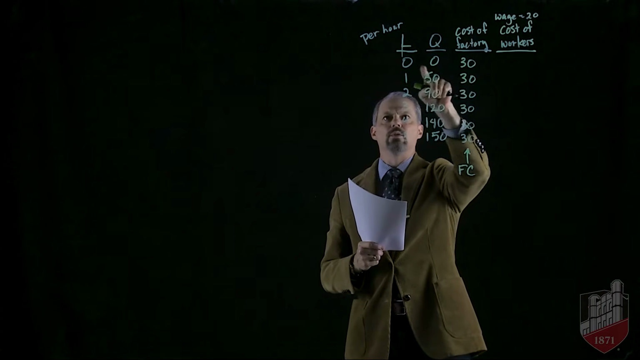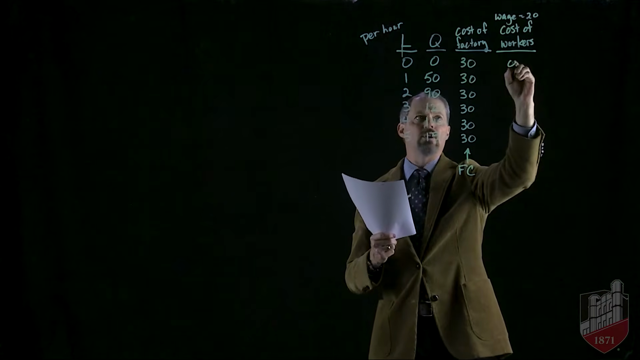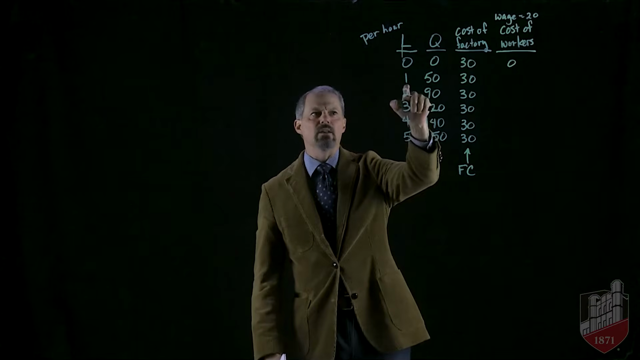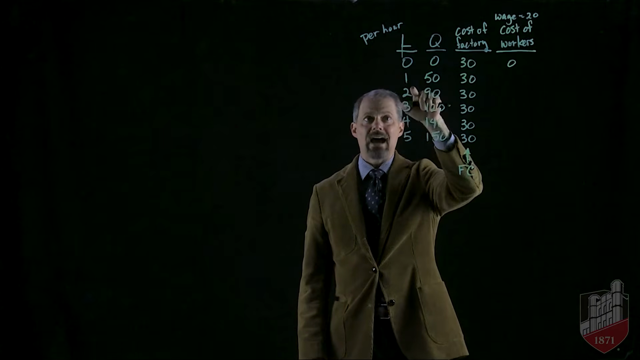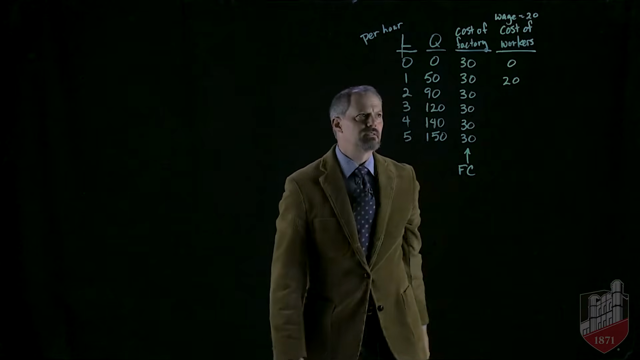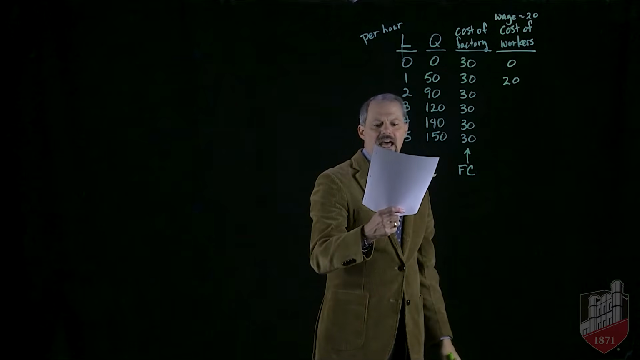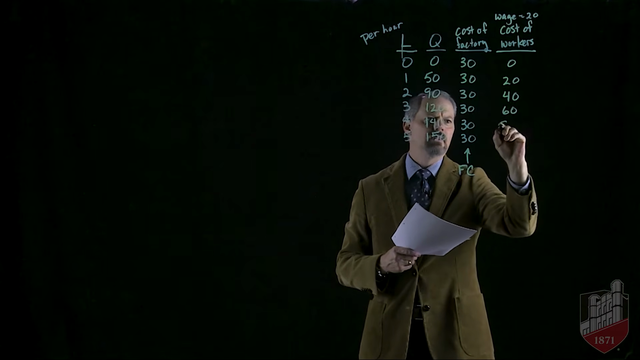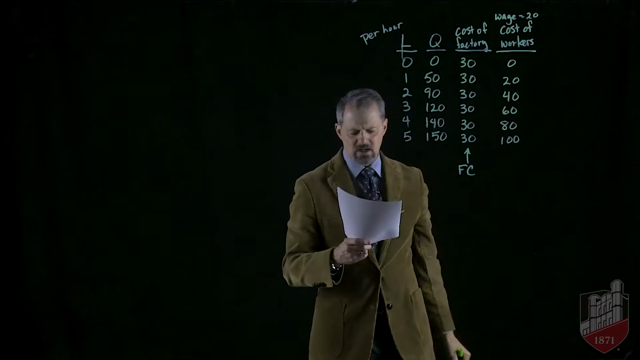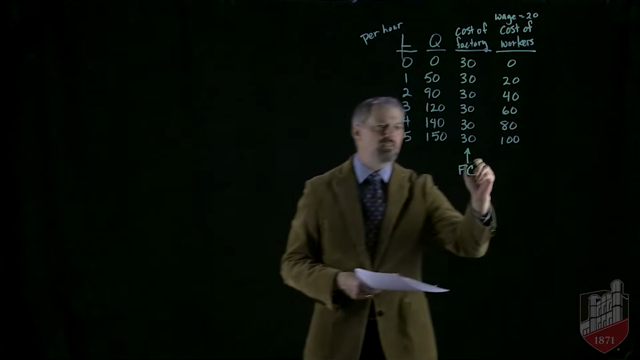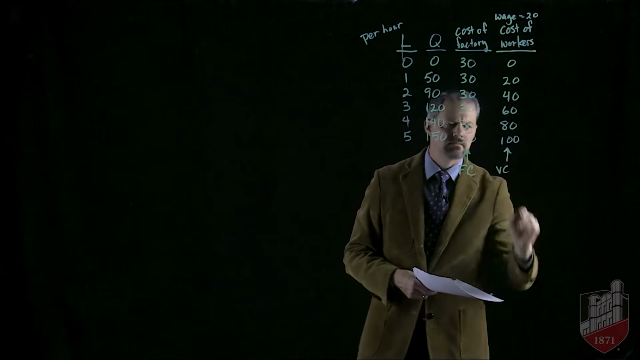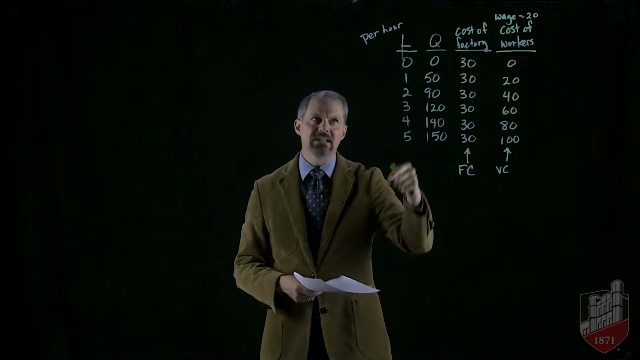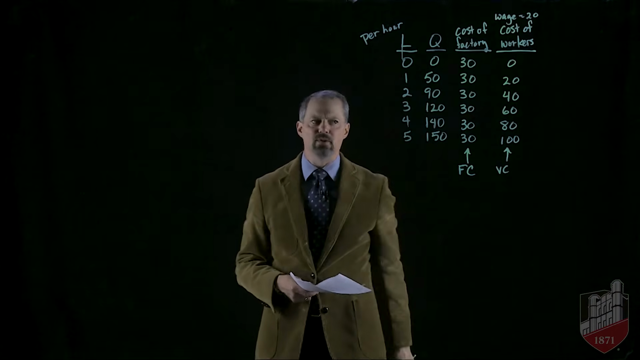If we have 0 units of labor, then we have 0 cost of workers. So that would be 0. If we have 1 worker for 1 hour, then it costs us $20. And if we have 2 workers for an hour, then it costs us $40. You can see that this simply goes up by 20 each time, up to 100. That's our variable cost. Right? It's variable because it depends on output. We need more units of labor to produce more output. Okay?